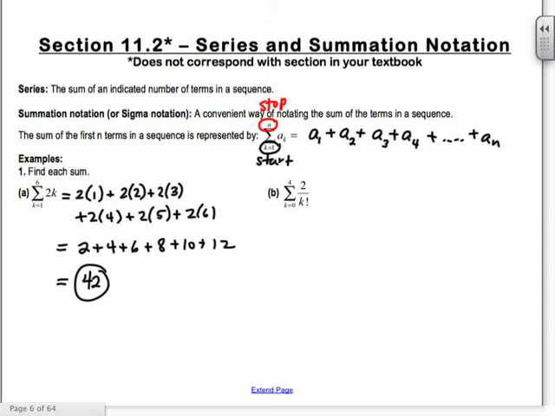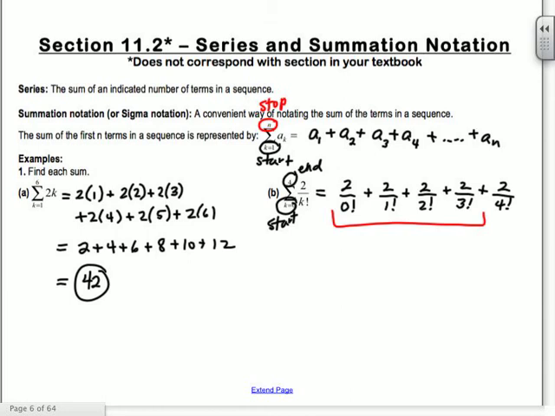Okay, on the next one, I start with 0 and end with 4. Okay, so I'm going to have 2 over 0 factorial plus 2 over 1 factorial plus 2 over 2 factorial plus 2 over 3 factorial, and I stop by plugging in 4. Okay, notice this is different than the first 4 terms, because see how we had 4 things here? I didn't stop there just because I had a 4 on top. 4 meant I plug in every single number until I get to 4, and then that's where I stop.